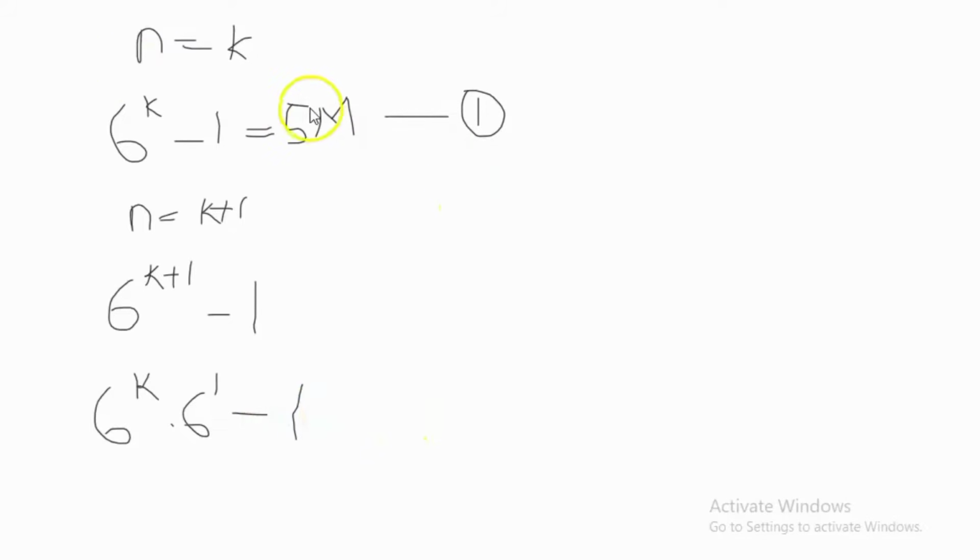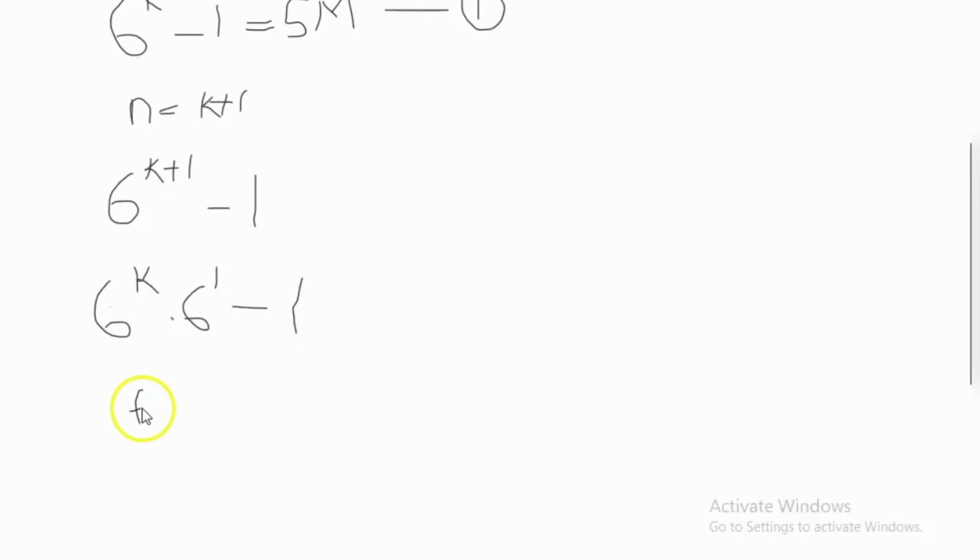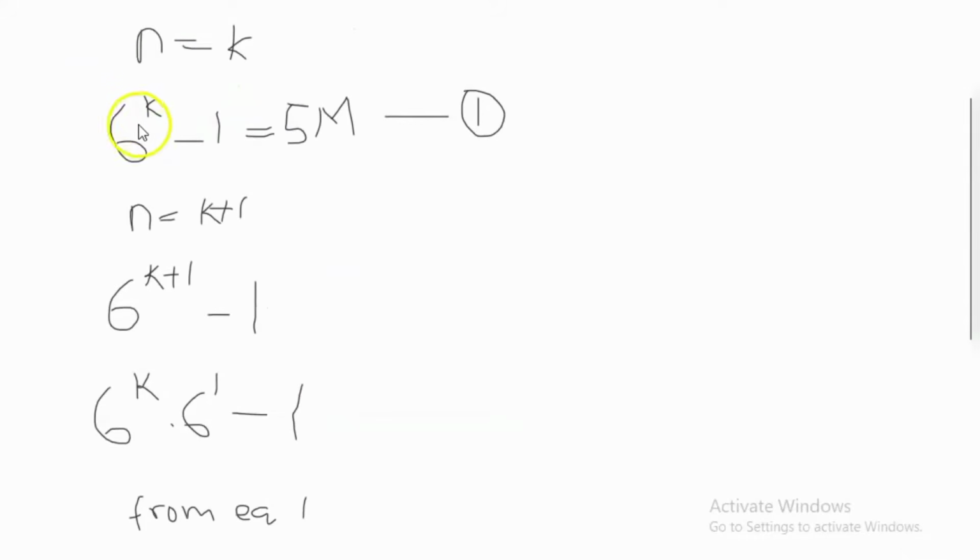Alright, so now the reason for this equation is that we're going to form a new equation from this. So we can say from equation 1, what we want to do is make 6^k the subject of formula so that we can replace this 6^k over here with what we make. Okay, that's the reason why we had to expand it to this format. So we have 6^k minus 1 equals 5m.